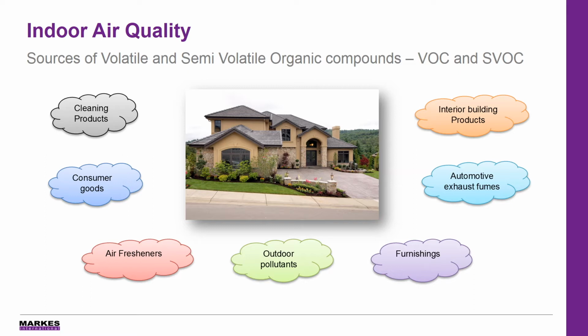In this short video, we're going to look at the sampling and analysis of chemical emissions from building materials. Indoor air has been the focus of regulators and research institutes for many years, and it is clear that poor indoor air quality has a detrimental effect on inhabitants. The poor air quality found indoors is often blamed on the release of compounds from materials and products that are used inside the home, such as cleaning products, consumer goods, air fresheners, furnishings, as well as interior building products, and in addition to some external emissions such as exhaust fumes and outdoor pollutants.